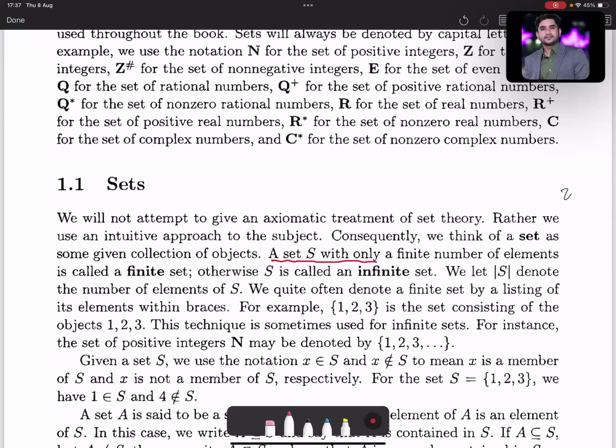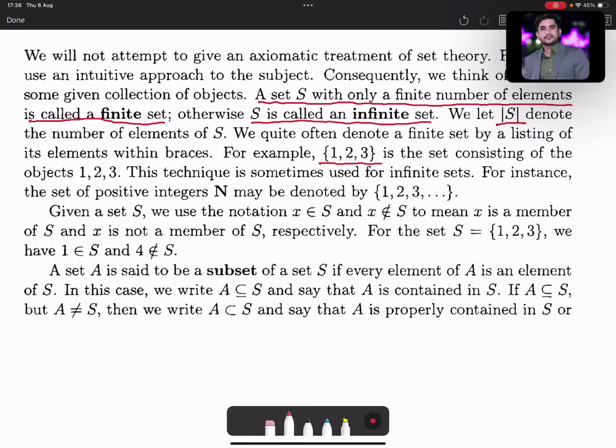So a set S with only a finite number of elements is called a finite set, and otherwise S is called an infinite set. We denote the number of elements in the set like this, and we quite often denote a finite set by listing its elements within braces like this. Then these are the elements in the set. The technique is sometimes used for infinite sets, like for instance the set of positive integers n, which may be denoted by this, and there is no upper bound.